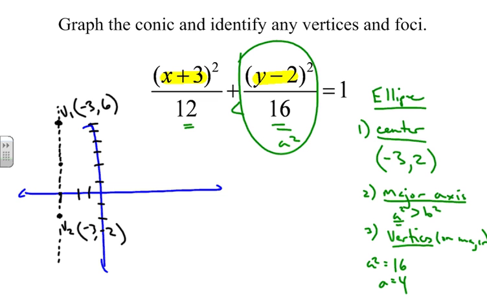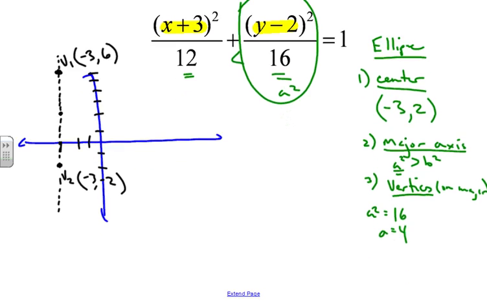Okay, so that's vertex 2. Now, we're going to graph this out. The next thing, if we want to finish our graph, is to find the b value. And we want to find the minor axis. The minor axis is the b value. It's b units from the center. So b squared, in this case, is 12. So b is going to equal the square root of 12, which is the same thing as 2 square root of 3.